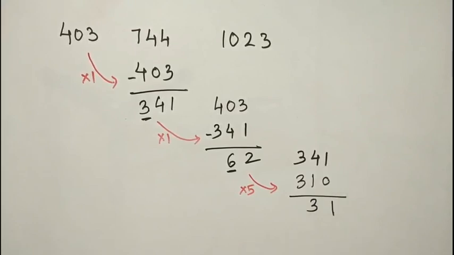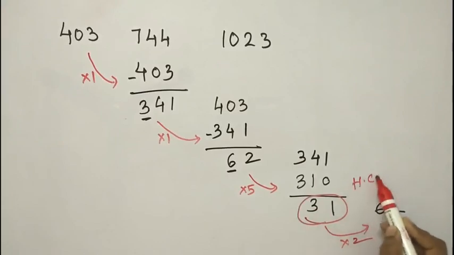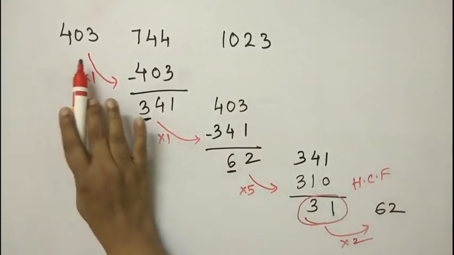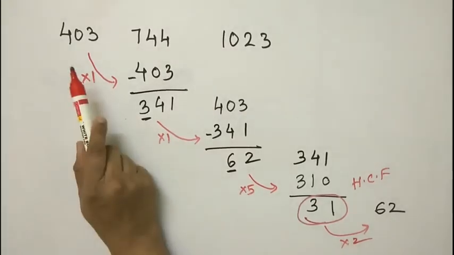Now bring this 62 here. Check in the 3 table where you will get 6. 3 2s are 6. Multiply this 31 whole into 2 and you will get 62. So stop the calculation here, and this becomes the HCF for these 3 numbers.